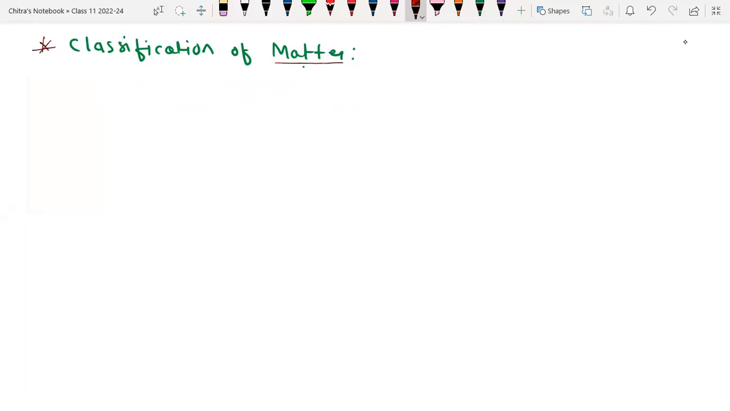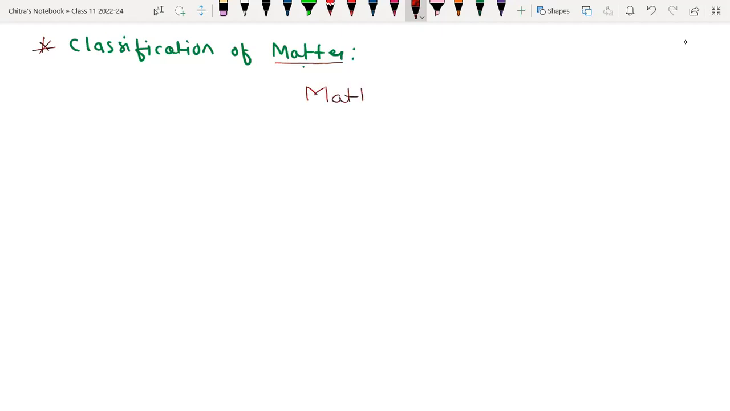We already went through the different states of matter, like three basic states: solid, liquid and gas, and two hypothetical states like plasma and Bose-Einstein. We discussed everything in the last class. So today we are going to understand about mixtures, like the classification of matter. So I'm writing here first, the matter.